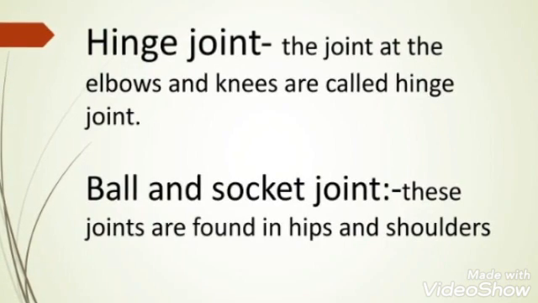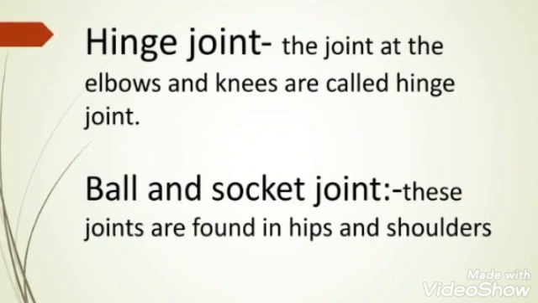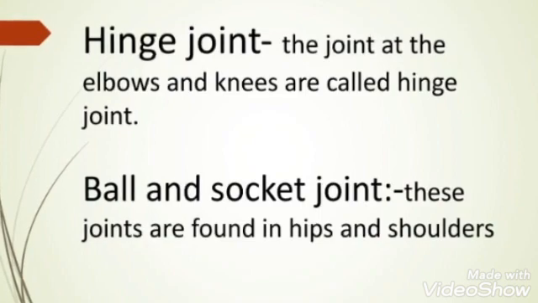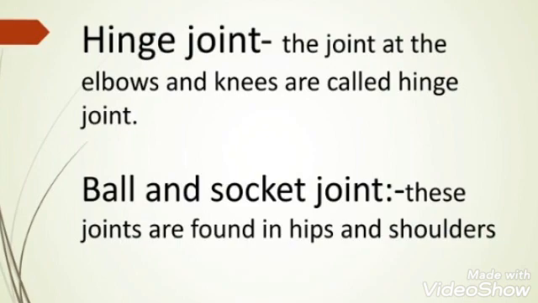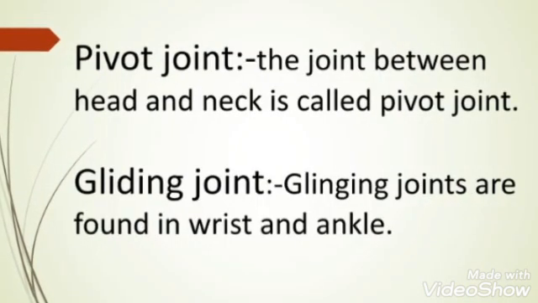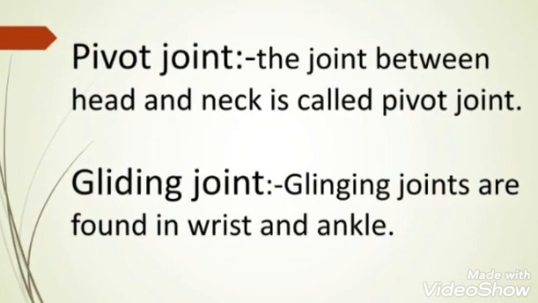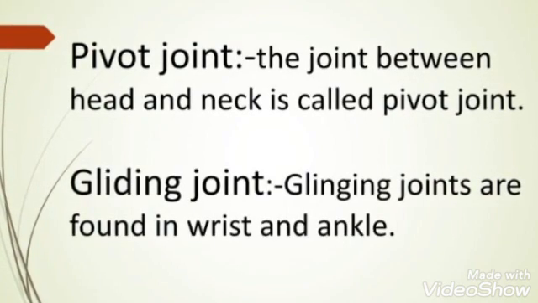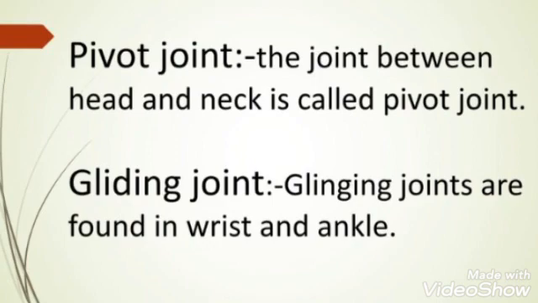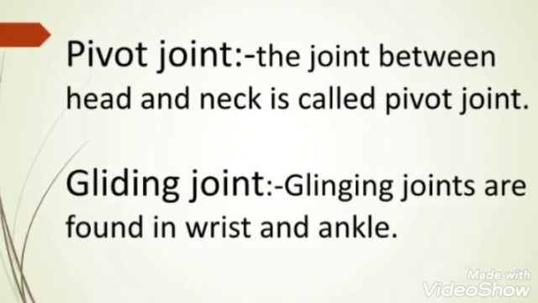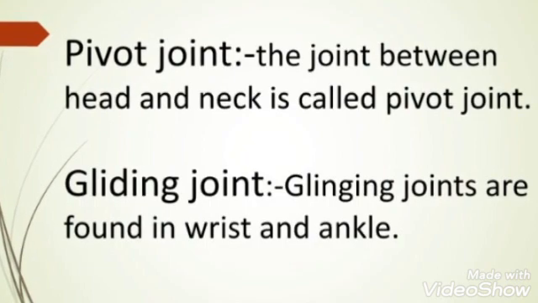Next is ball and socket joints. Look at the diagram. These joints are found in hips and shoulders. This kind of joint allows movement in all directions. Next movable joint is pivot joint. The joint between our head and neck is called pivot joint. Next, gliding joint. Gliding joints are found in our wrist and ankle.